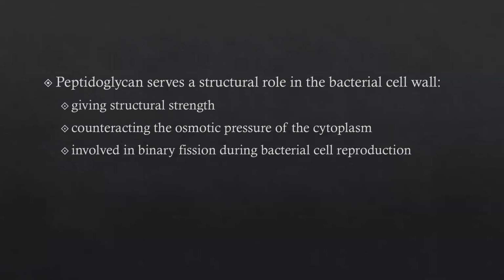Now, what's the role of peptidoglycan? Peptidoglycan serves a structural role in the bacterial cell wall. It gives structural strength to the bacterial cell wall, that's why their cell wall is strong. And it counteracts the osmotic pressure of the cytoplasm. Take note that the cytoplasm of a bacterial cell is hypertonic, so to resist the osmotic pressure within the cytoplasm, the cell wall should be strong enough. That's why peptidoglycan gives that structural strength. Also, it is involved in binary fission during bacterial cell reproduction. In this part of the cell wall, binary fission happens, which is how bacteria reproduce.